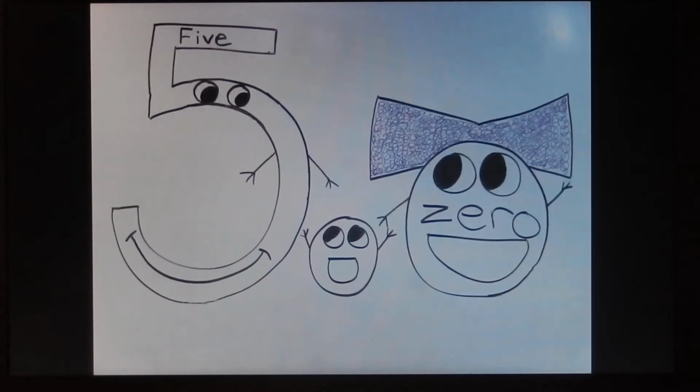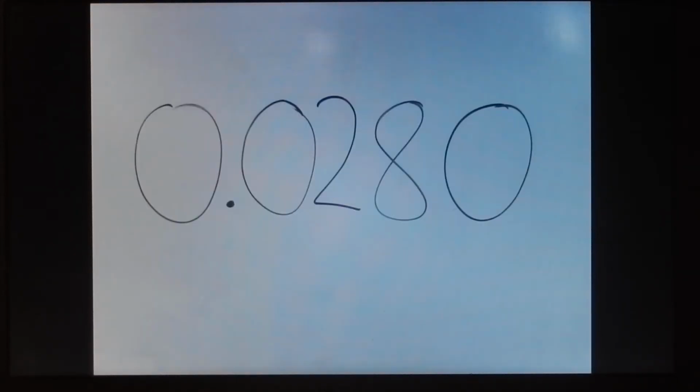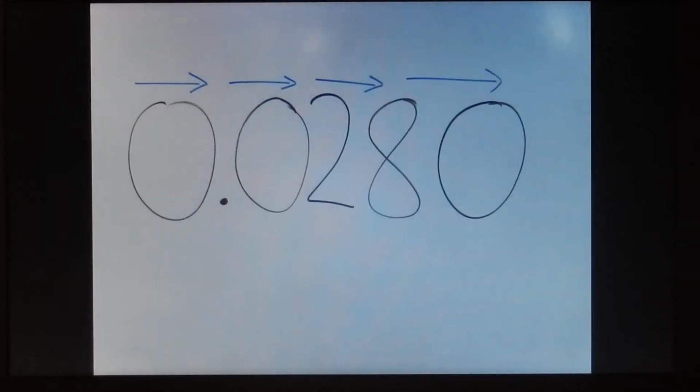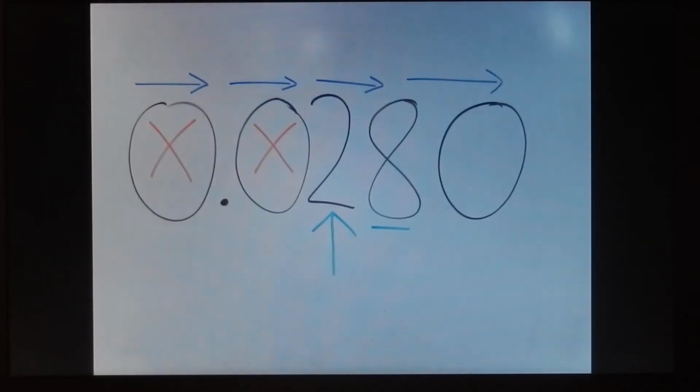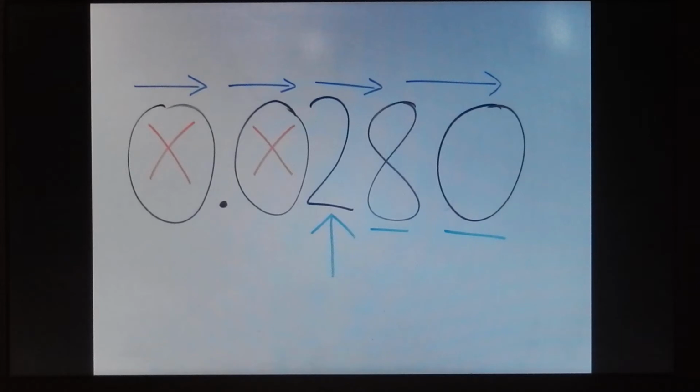5.0 has 2 sig figs because when there is a decimal point, you look from left to right and begin counting. When you see the first non-zero number, which would be 5, the zero's best friend, the decimal, is there, allowing 0 to count. 0.0280 is an example of rule number 4. This number has 3 sig figs.